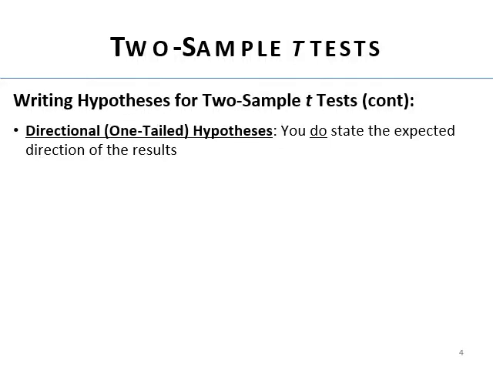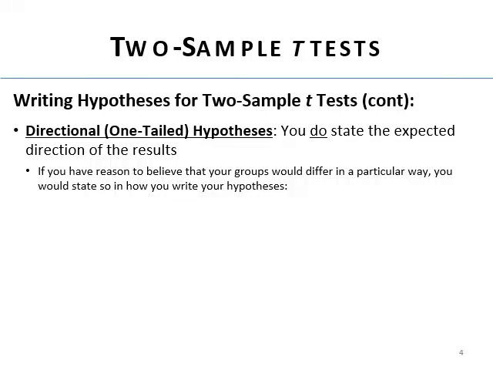So you can also have directional or one-tailed hypotheses with two-sample t-tests. And here you are stating the direction of the results. So which group do you think is going to be higher, x bar 1 or x bar 2? Typically, this is what we do in dissertations because you did some research and you have reason to believe that one group is going to be better or higher or lower than the other group. So this is how you write one-tailed hypotheses.